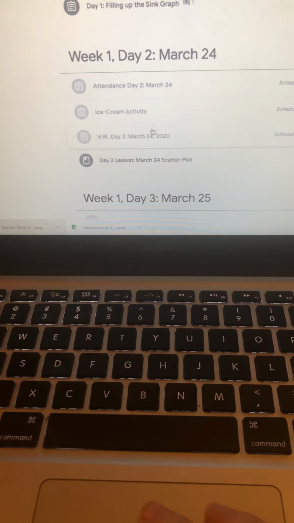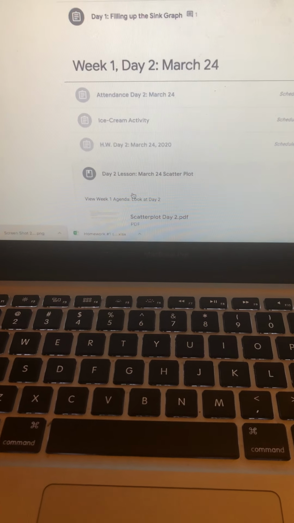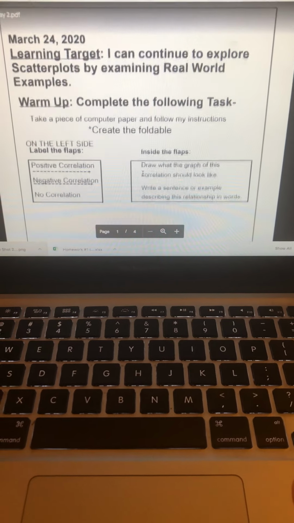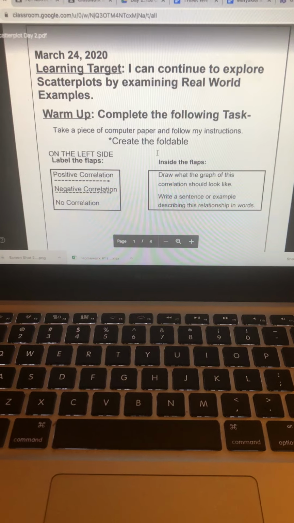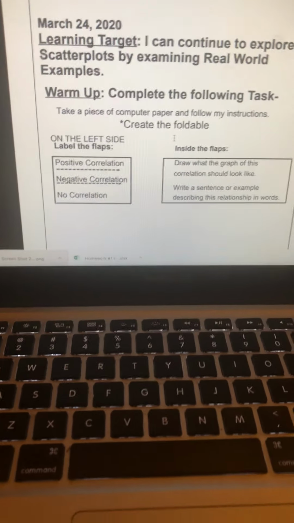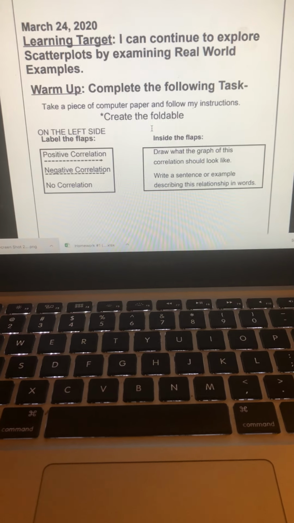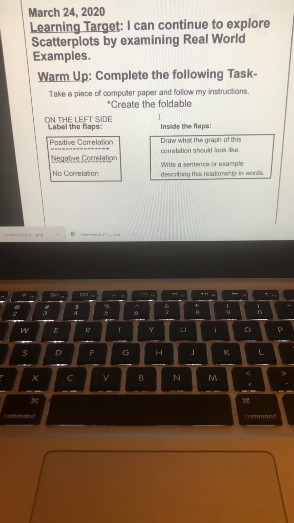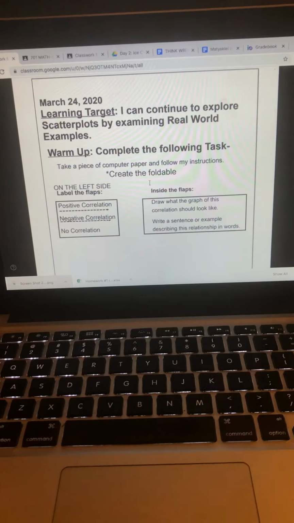The next thing you're going to do is go to the lesson. So I'm going to click on that to show you what that looks like. Today we're going to be continuing to explore scatter plots by examining real-world examples. So for the warm-up, you're going to complete a task to have a nice little go-to resource for scatter plots. You're going to take a piece of computer paper like this, right?